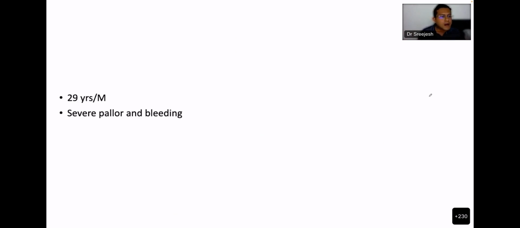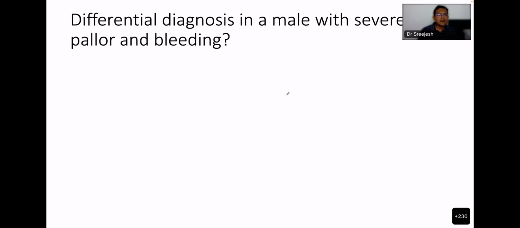Case 2. Next person, Mehak, you can start. Yes, sir. 29-year-old male, severe pallor and bleeding. Okay. So 29-year-old male with severe pallor and bleeding. What are the differential diagnoses in a male with severe pallor and bleeding? Mehak: Sir, it can be acute promyelocytic leukemia, APML. Only APML or any acute leukemia? So try to keep it differential. Okay. Any acute leukemia can present with bleeding and pallor. Okay. Next.